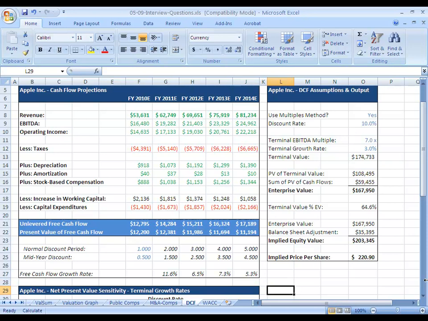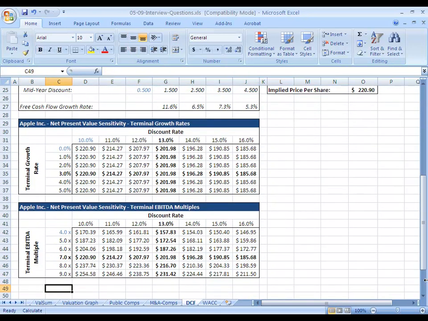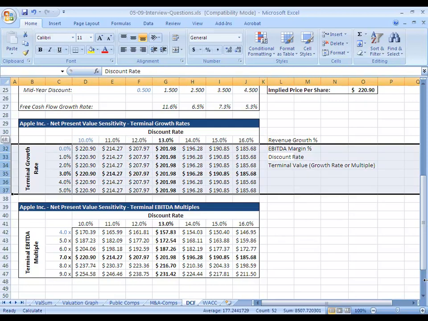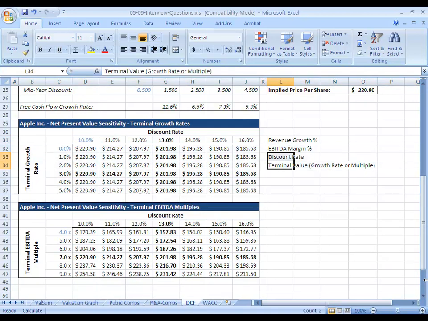Another interview question here is, when you're looking at sensitivities, what types of variables do you look at? And I really think there are four that you could look at. One is revenue growth. One is EBITDA or other profitability margin. The next one is discount rate. And then the last one is terminal value, so either growth rate or multiple. So those are really the four key variables, and you could look at any of these in any combination. That's what you would really use for sensitivity tables in a DCF like this. In our case, we have selected these last two, discount rate and terminal value, and we've done some sensitivities around those.